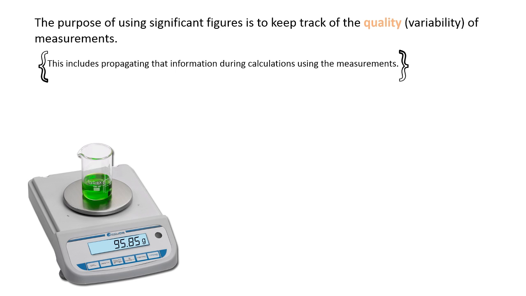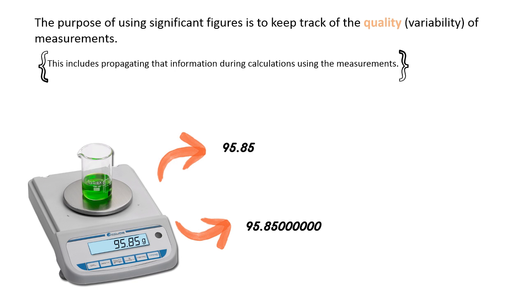So let's say I put this weird green liquid on this scale I found on the internet, and the scale tells me it's 95.85 grams. That's telling me not only the mathematical mass of this, but it's also inherently telling me something about the reliability of the measurement, right? It is not telling me that this thing weighs 95.85000000. By putting those zeros there, I'm making a statement about the reliability or the quality of my measurement.